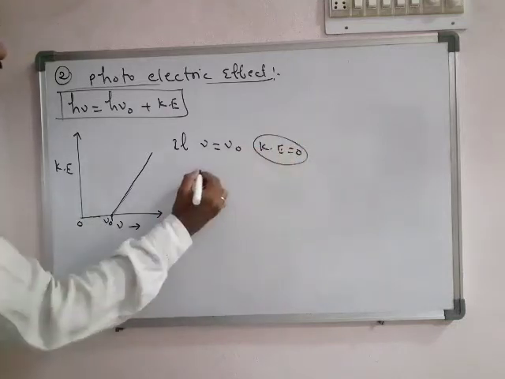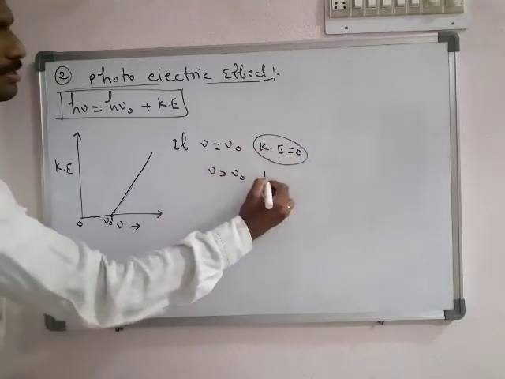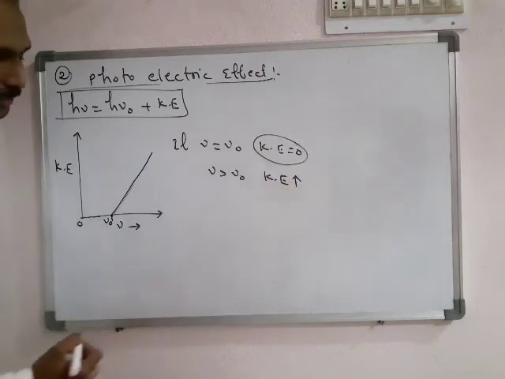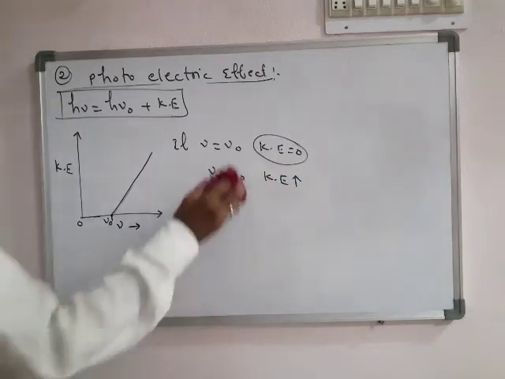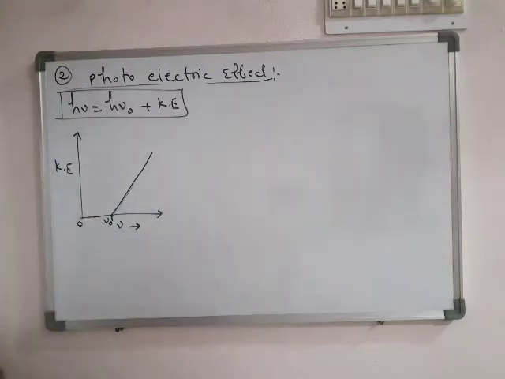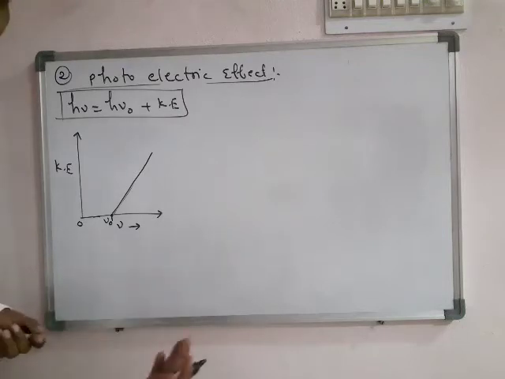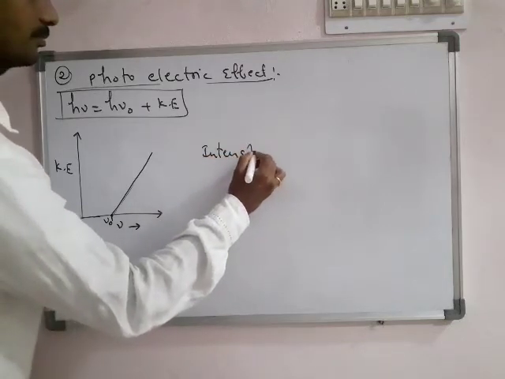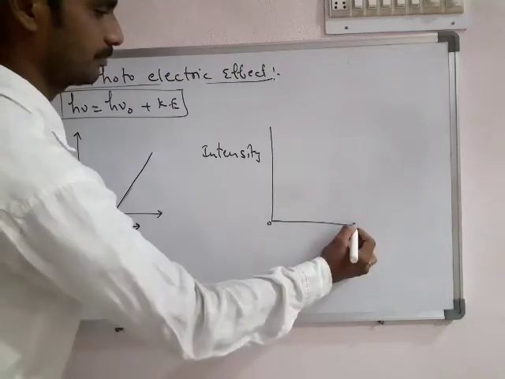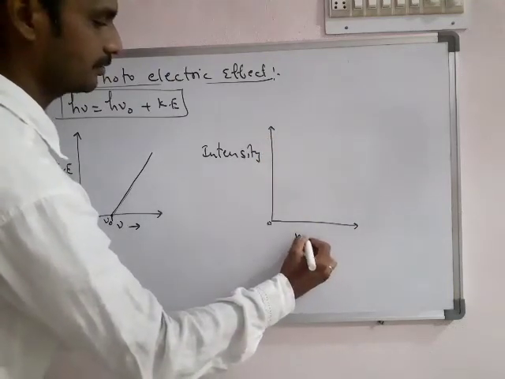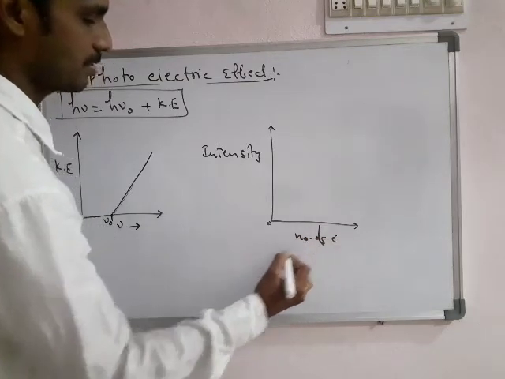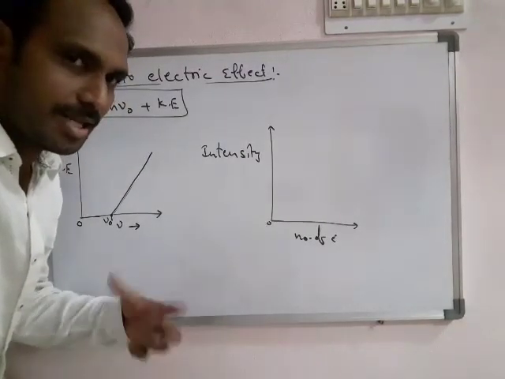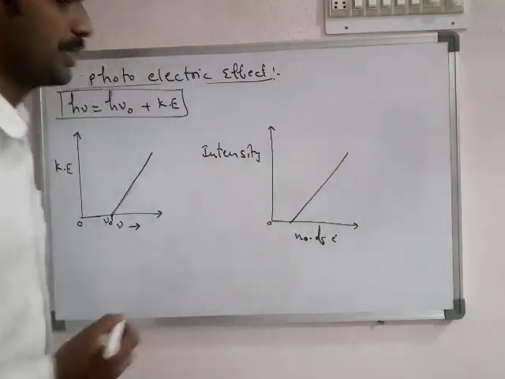Kinetic energy is zero if nu equals nu naught; if nu is greater than nu naught, its kinetic energy increases. We are talking about the kinetic energy of electrons. Okay. And if you want to get a greater number of electrons, just increase the intensity. Intensity and the number of electrons, again here also same. As intensity increases, the number of electrons increases after some frequency. So it is also like this.